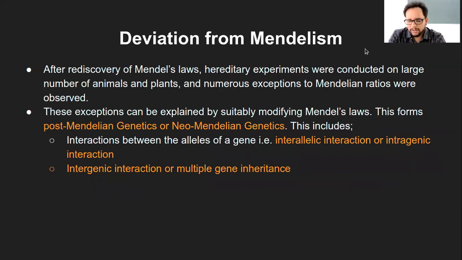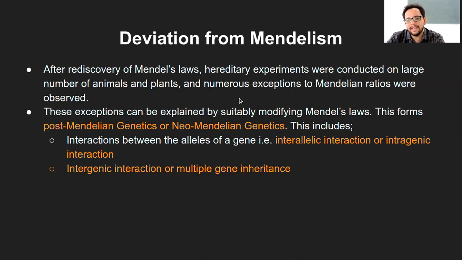Now, whenever Mendel did his study, most of the studies were done with only one particular plant, and quite a few things were observed which were exceptions to Mendel's experiment. So after the rediscovery of Mendel's law, hereditary experiments were conducted on a large number of animals and plants, not just Pisum sativum, but different varieties of animals as well as plants.